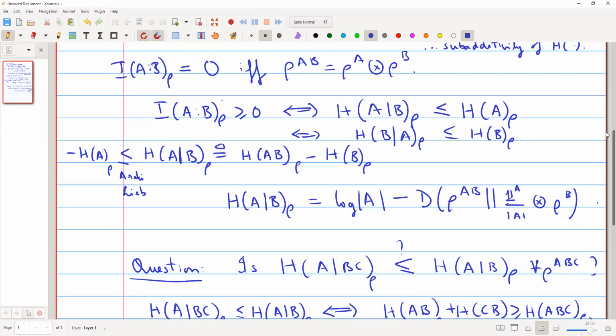So they have to be trace one or whatever. Relative entropy for probability distributions, the total mass has to be 1. But you can define relative entropy for any two positive vectors. So in other words, for any two positive semidefinite matrices, same definition.